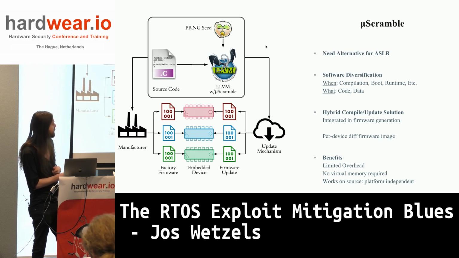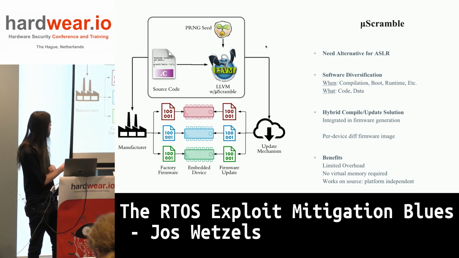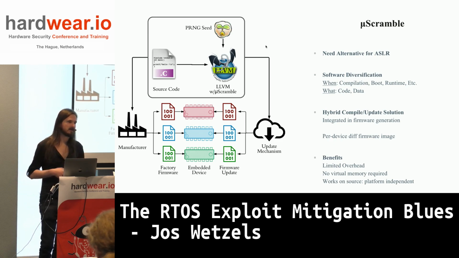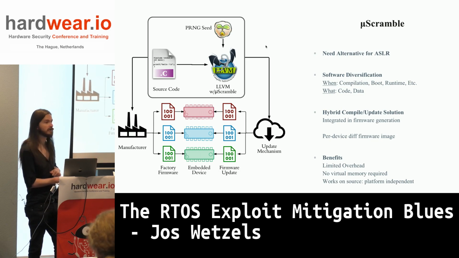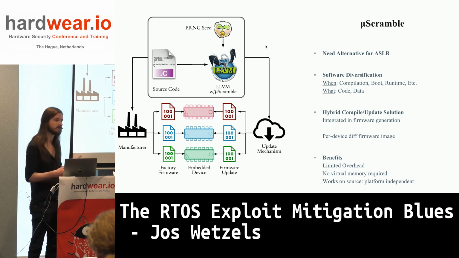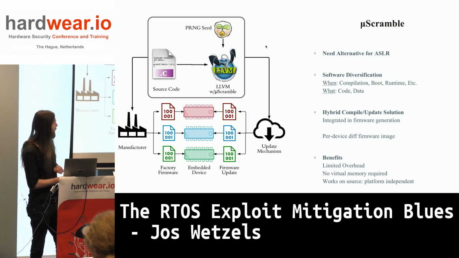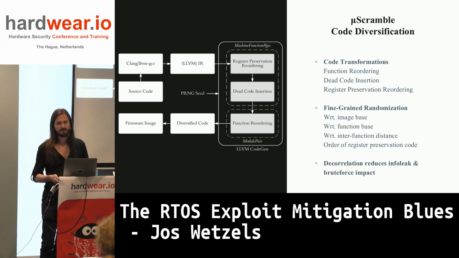And it generates a per device different firmware image. So when the initial firmware is loaded on different devices, they are all different images. And the same is done in the update mechanism. So that's also different firmware images. And that prevents scalability of any code reuse attacks. The benefits here are that it has very limited overhead because there's no diversification that actually takes place on the device itself. So that's very good. There's no requirement for virtual memory. And it works on the source code, so it's platform independent and transparent to the developers.